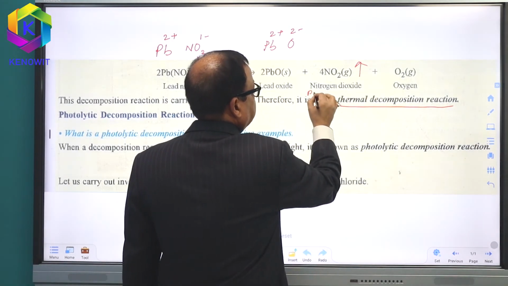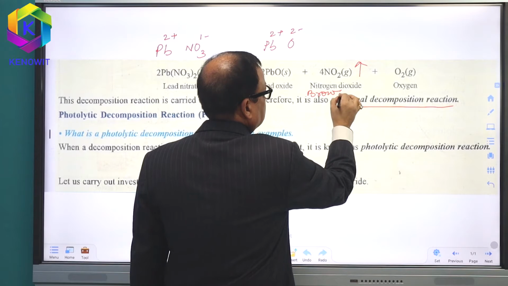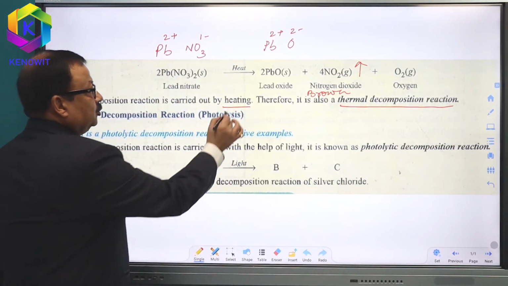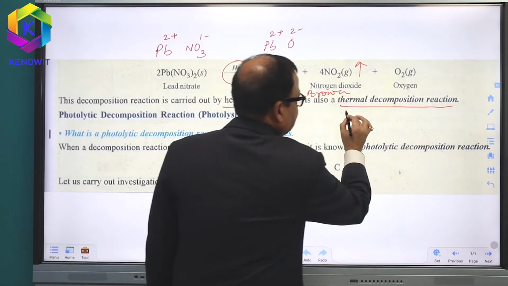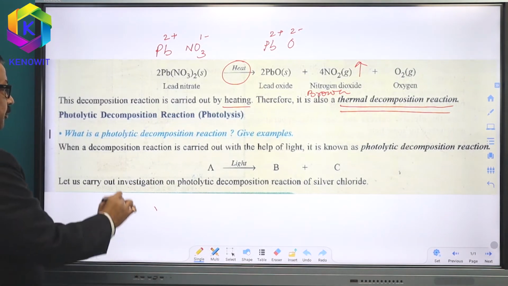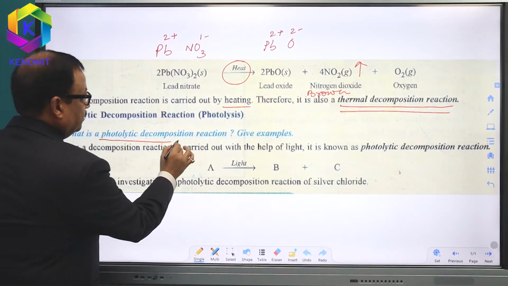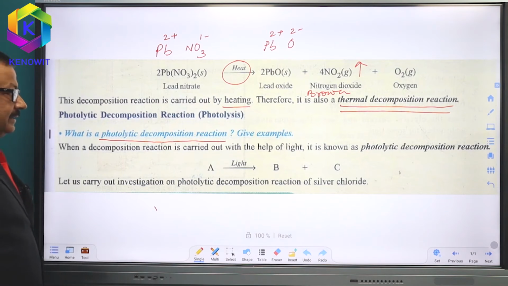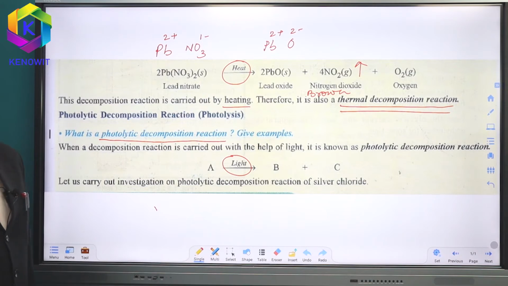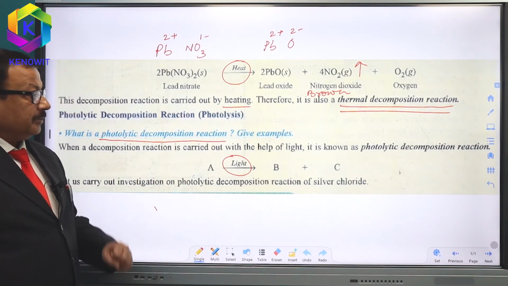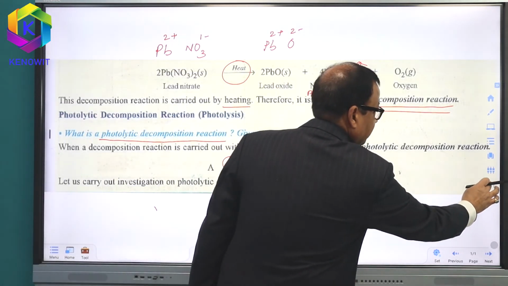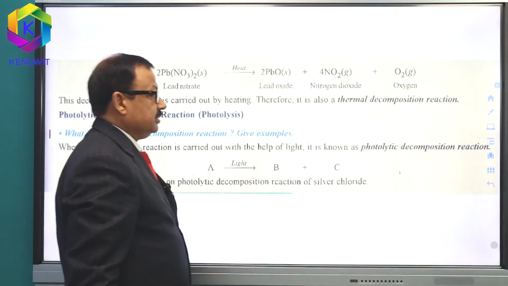brown fumes, this is brown, and oxygen gas is evolved. And due to this heat, this is known as thermal decomposition. Then number 2, photolytic decomposition reaction. In this case, light is responsible. Like in thermal decomposition, heat is responsible, but in photochemical decomposition, light is responsible. With the help of light, decomposition takes place.